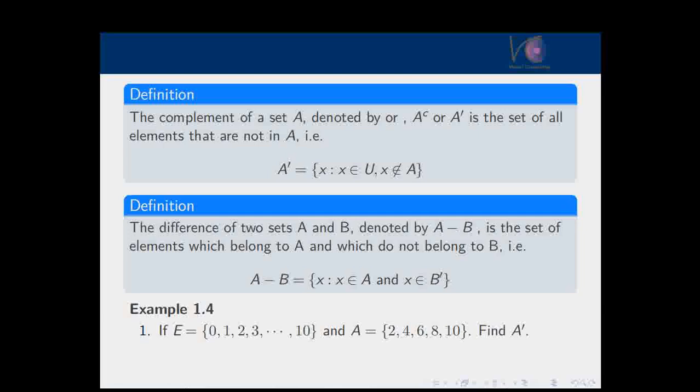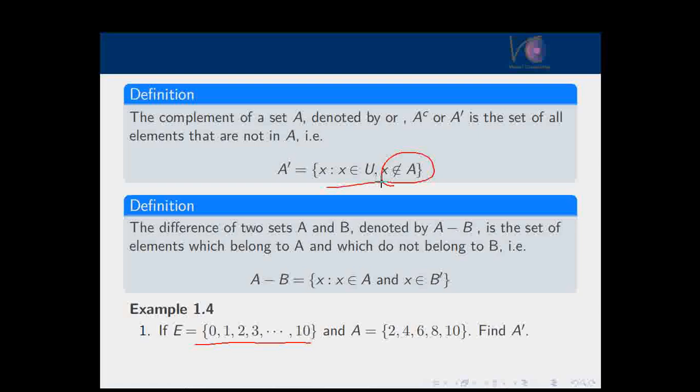So quickly we are going to look at examples using these set operations. The first example: if E, remember E denotes the universal set, is 0, 1, 2, 3, up to 10, this implies that you have the elements from 0 to 10 in the universal set. And you have set A to be 2, 4, 6, 8, 10. Find A complement. Remember, by definition of a complement, it is an element that is not in A, but in the universal set.